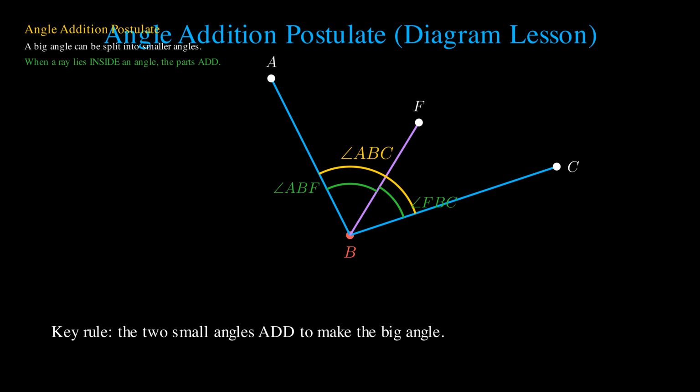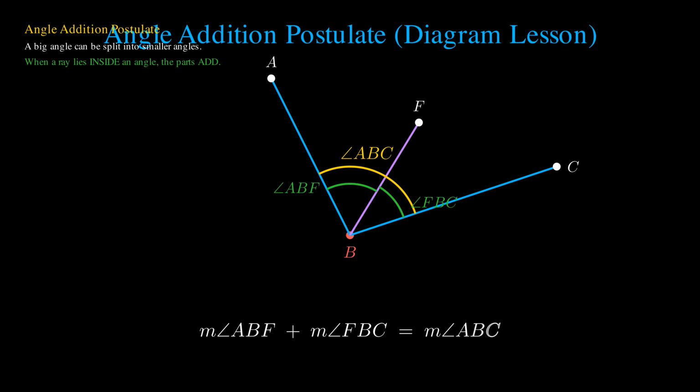Now here's the important rule. The measure of angle ABF plus the measure of angle FBC equals the measure of the big angle ABC. In simple words, the parts add up to the whole. This is exactly what the angle addition postulate tells us. Notice how each part of the equation matches a piece of the diagram. One small angle corresponds to one part of the equation. The other small angle corresponds to the second part. And together, they equal the large angle. So the diagram and the equation are showing the same idea.